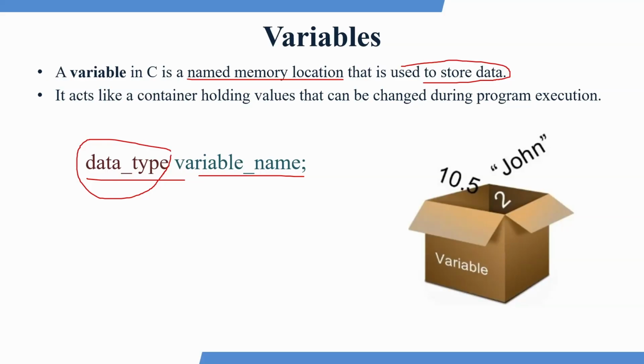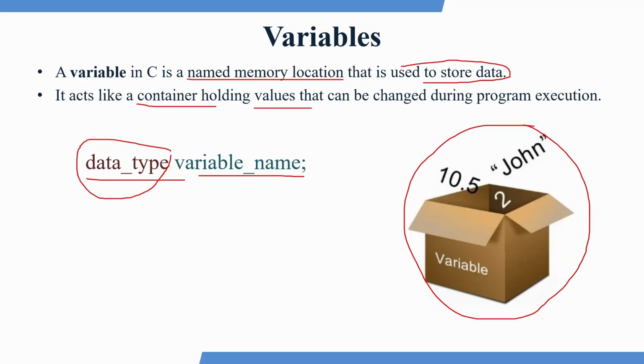You can see this like a container. The memory is like a container which can hold values of any type. Whatever data type you choose, this container will act accordingly. So it can store a float type value if the data type is float, or this container can hold a string type value if this is a string, or it can hold an integer type value if this is considered as integer.